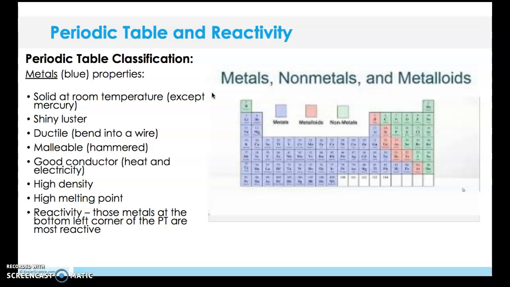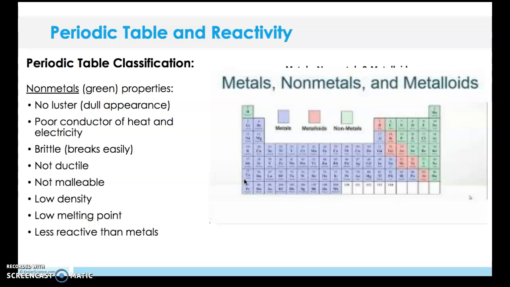They have high density. Generally, metals will sink. They have a high melting point, which means we have to really heat them up to get them to melt. Generally, the elements at the bottom left corner of the periodic table are most reactive, so our elements right here are most reactive. We said that these elements in the first group are really reactive. This group right here, group number 2, is semi-reactive. These transition metals here in the middle are just a little bit reactive.